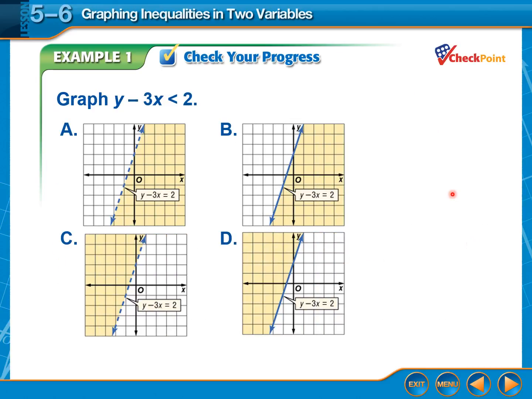Okay, so why don't you take a minute and graph y minus 3x is less than 2 and shade in the correct side of the half plane to demonstrate what is the solution to the inequality listed here.